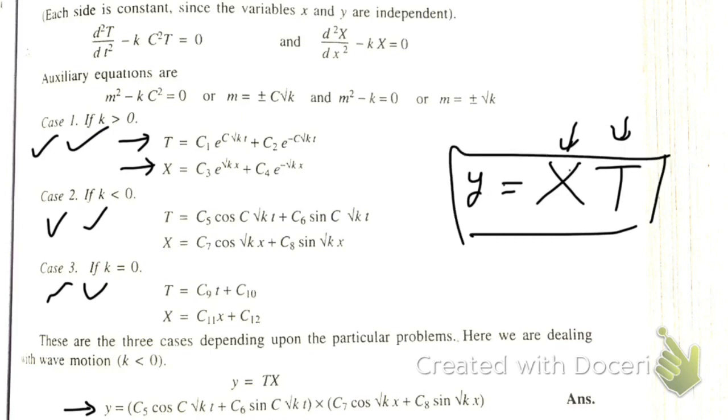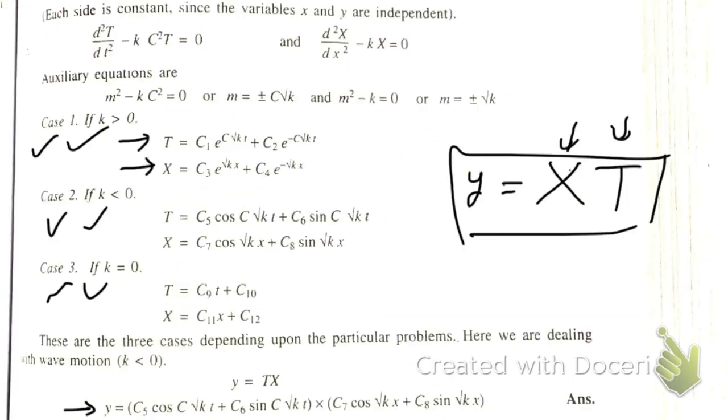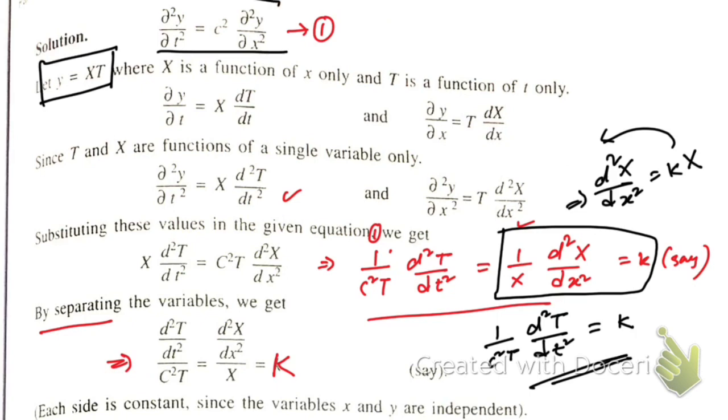But in the case of the wave equation, in this equation, the k that we have considered is less than 0. We're going to deal with this case only. So we're going to put these 2 results here, and then our answer should be this one. This is the required solution of the wave equation, this equation number 1.